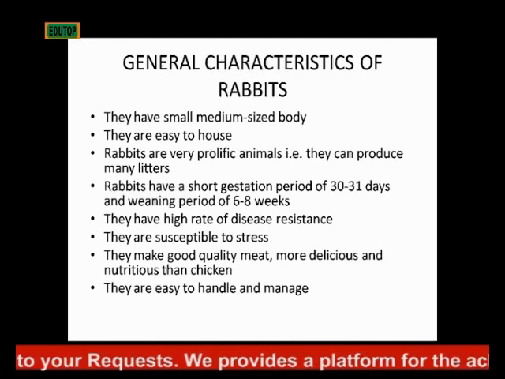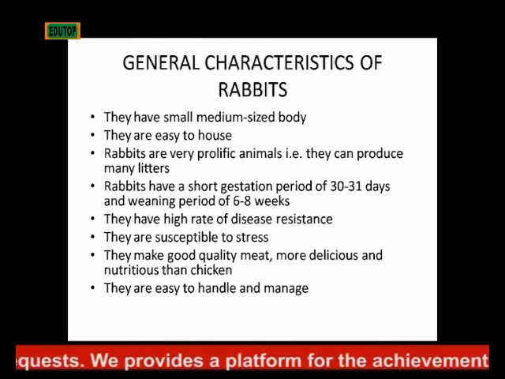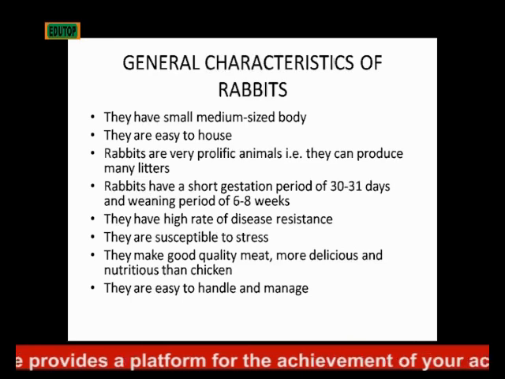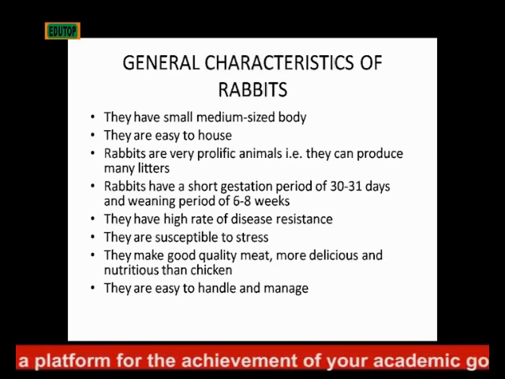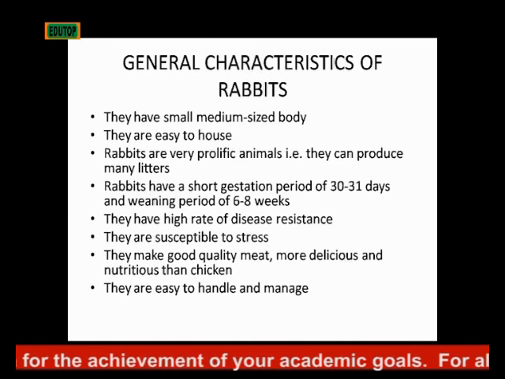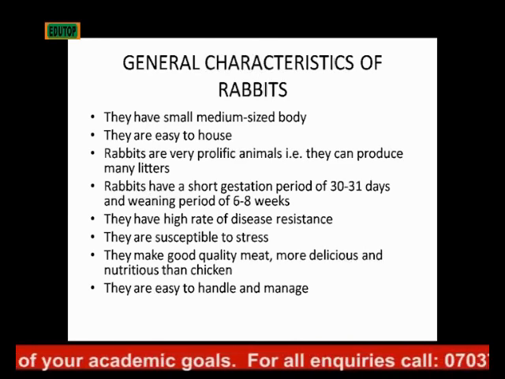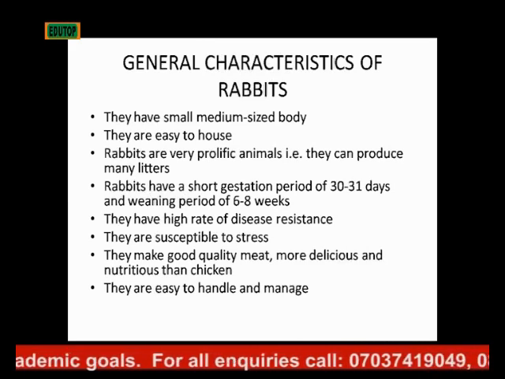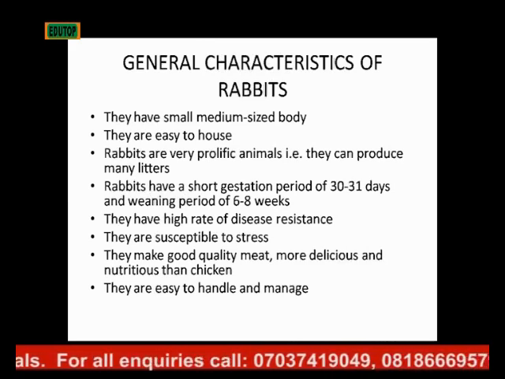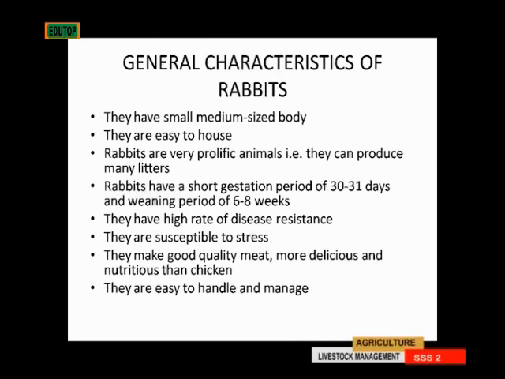8 weeks. Then they have a high rate of disease resistance. They can resist diseases at a very high rate. They are susceptible to stress, though. They can easily be stressed. Then they make good quality meat that is more delicious and more nutritious than chicken. So you can try rabbit meat and discover that it's more nutritious and more delicious than your chicken. Then they are easy to handle and manage.